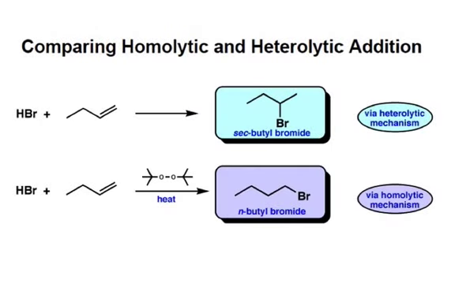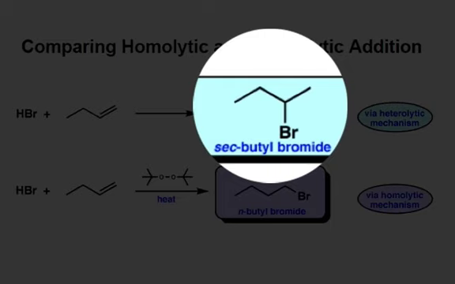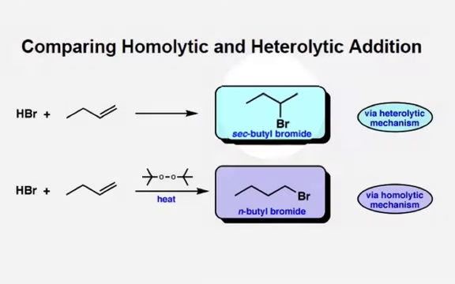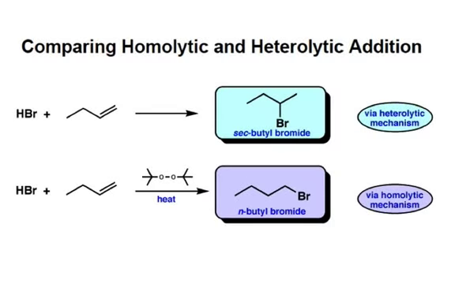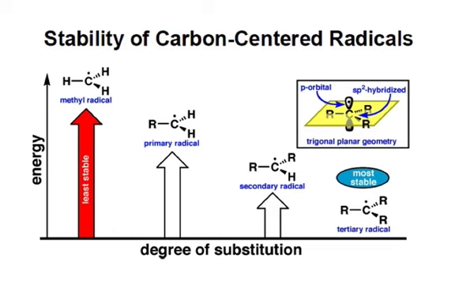In comparing our homolytic addition to our heterolytic addition, we can remind ourselves that in our heterolytic mechanism, addition of our bromine atom occurs at the most substituted carbon, and this is due to the carbocation intermediate stability that is generated after our initial A-B step. If we move on to the homolytic mechanism, however, we could see that addition occurs at the least substituted carbon, and to begin understanding this, we can turn to radical stability.